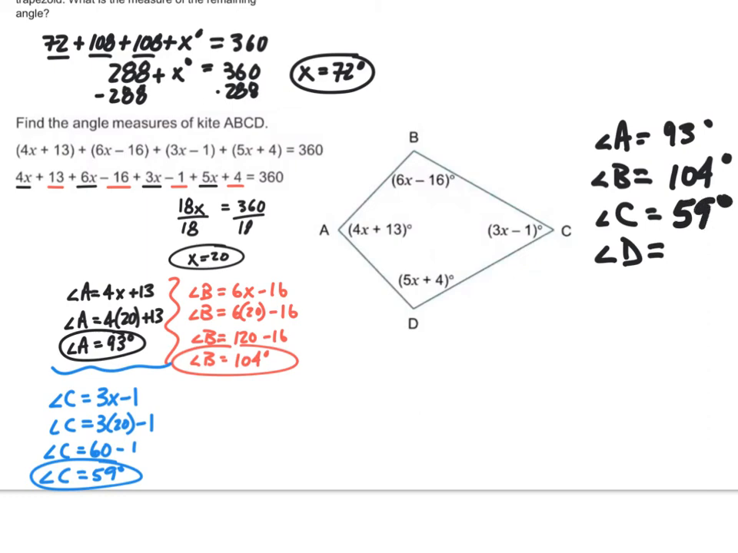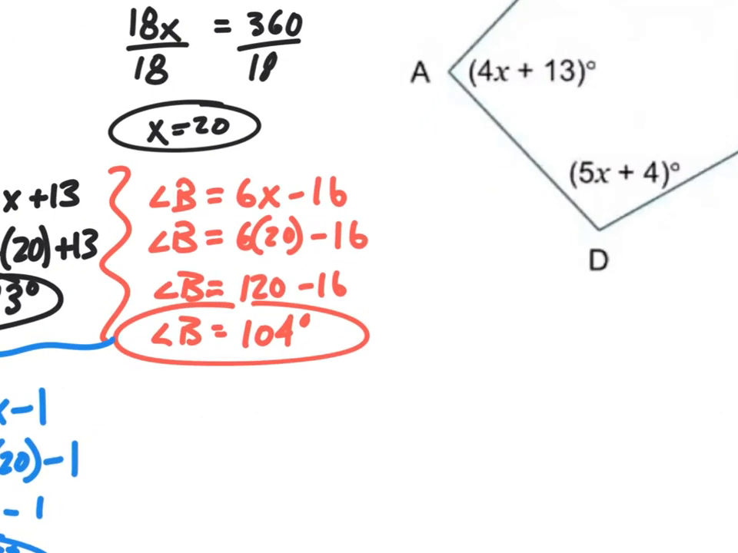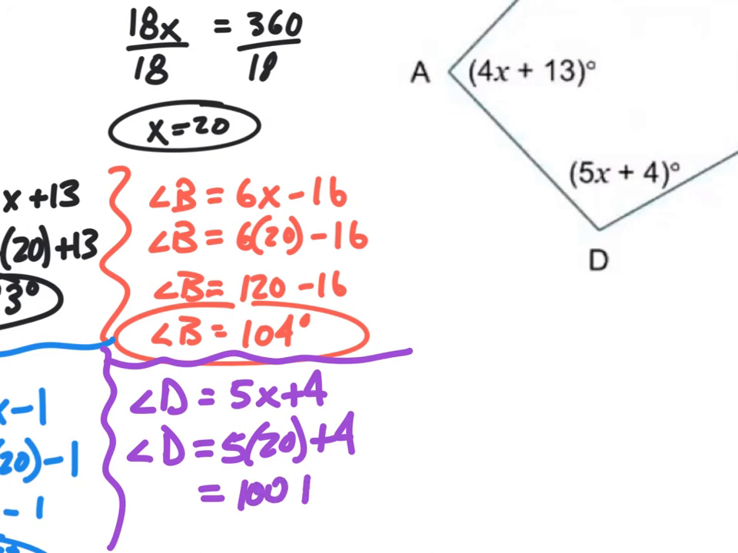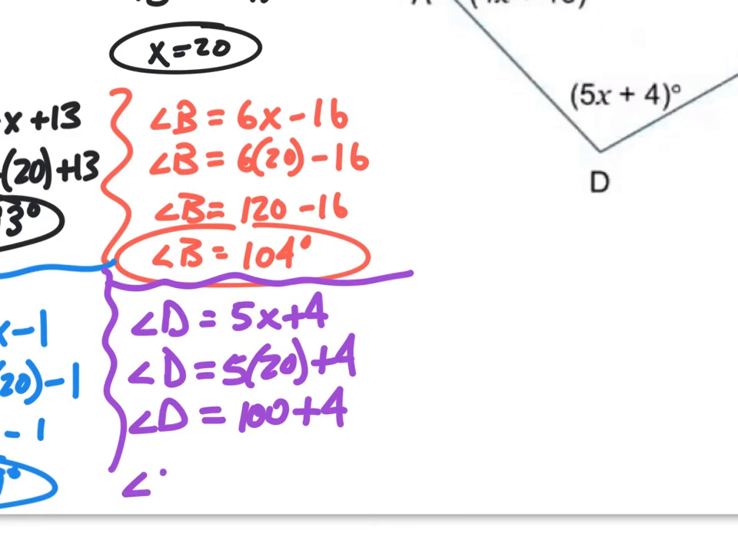I'm going to bet that angle D is 104, but that's just me. Let's check and see what we get here. Angle D is equal to 5x plus 4. Plug in 20 for x, 5 times 20 is 100, and then add 4. So then we know that angle D is equal to 104 degrees.